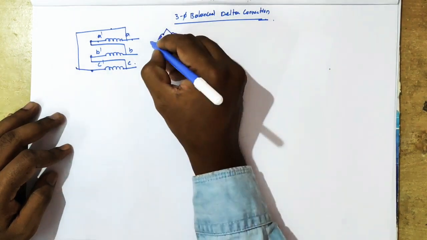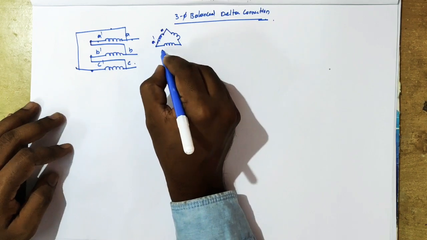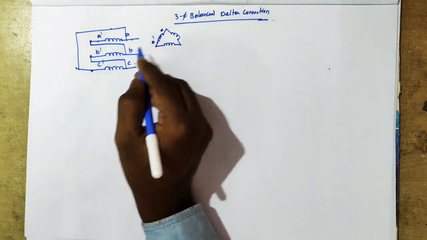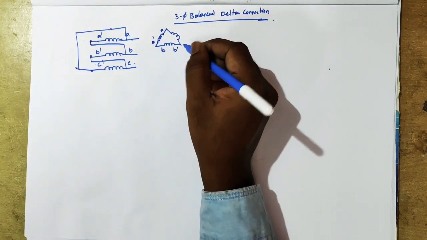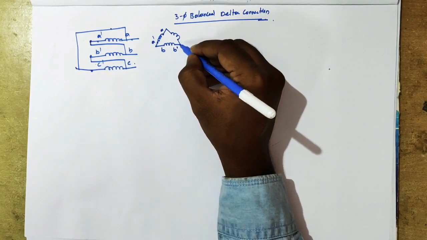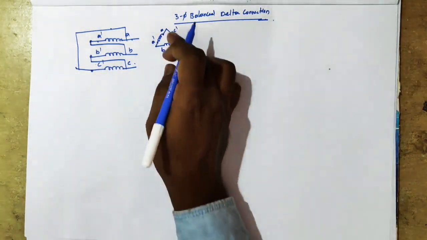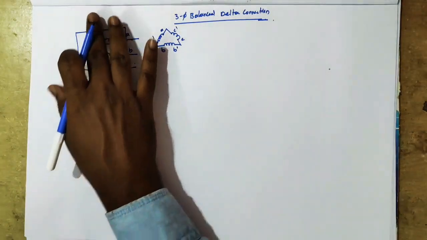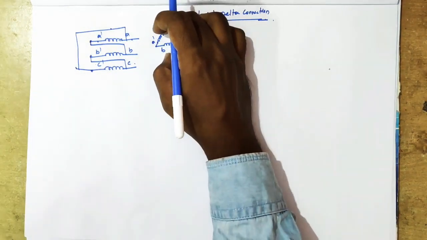This is A dash A, so A dash to B, so B to B dash, and now B dash is connecting to C and C to C dash. So this forms a delta. This is a delta connection. This is a winding representation and this is the normal delta representation.